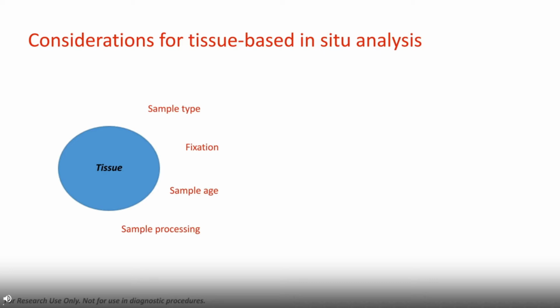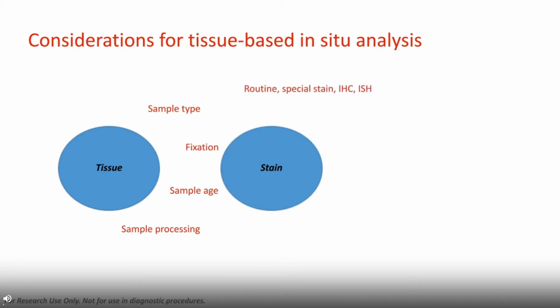More interestingly for us is the staining procedures that are available. So this is one of the biggest considerations. And what I mean by this is, well, what type of stain are we going to use? Are we using a routine H&E stain to look at structural components of the tissue? Are we going to use a special stain? Or are we going to look at using a more targeted method, such as immunohistochemistry, to look at specific proteins, or in situ hybridization methods to look at specific DNA or RNA targets in the tissue?